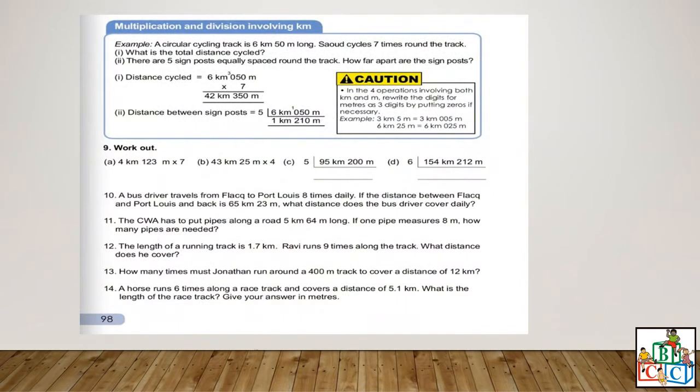Open your book. We have reached page 98. I hope you're able to understand the topic of kilometers, meters and other units. Let us start for today on multiplication and division involving kilometers on page 98. I hope your book and copybook are in front of you.